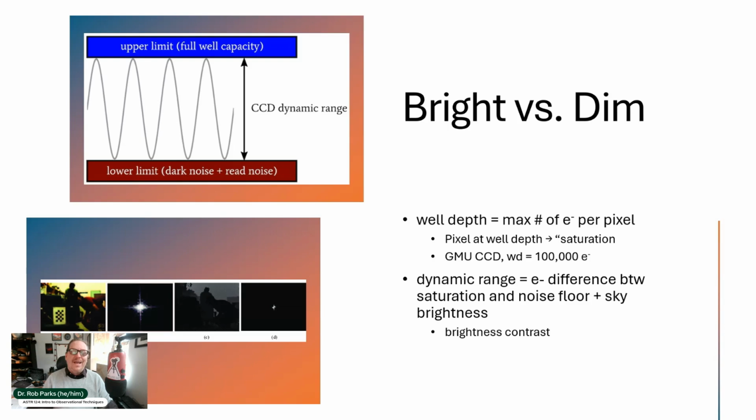That is different from what is known as the dynamic range. The dynamic range is effectively what I would refer to as the brightness contrast. It is the range between the full well capacity, the saturating limit of the camera, and the noise floor along with the sky brightness. If you're just talking about the camera itself, then you're just talking about the noise associated with the camera, which is the dark noise and the read noise. The number of electrons from that is going to be your dynamic range.